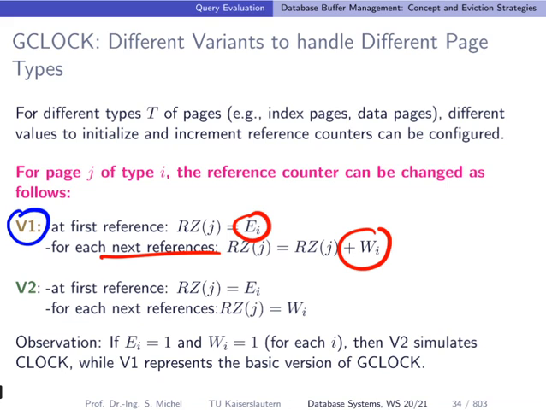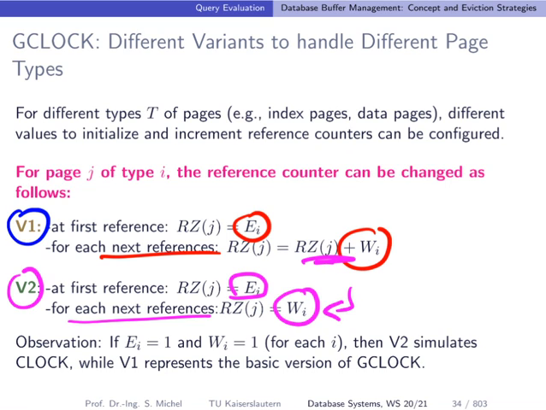With version 2, we initialize the page with a certain constant e, and whenever a new reference comes, whenever we access the page again while it is in the buffer, we will not add any value to the reference counter, but we will set it to one constant. So it's not adding up, it's just setting it to a constant.